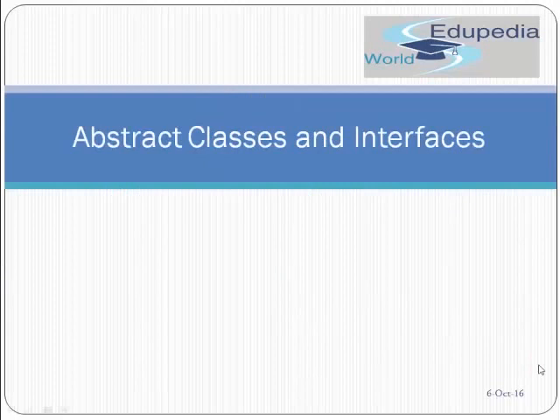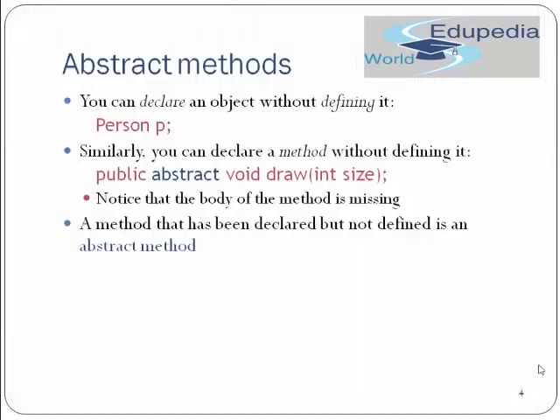In this tutorial, we learn something more about abstract classes and we see the concept of interfaces. So let's begin. Abstract method. You can declare an object without defining it. For example, Person P. Well, it is actually a reference that you have created without defining an object.